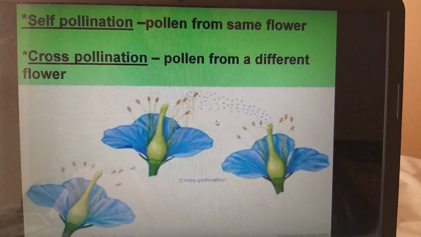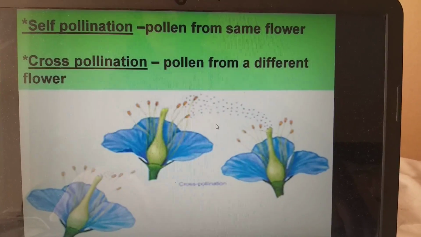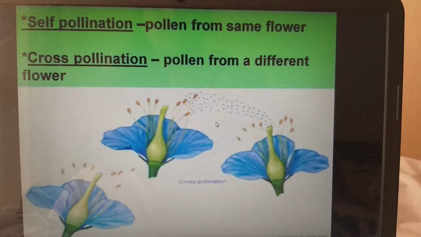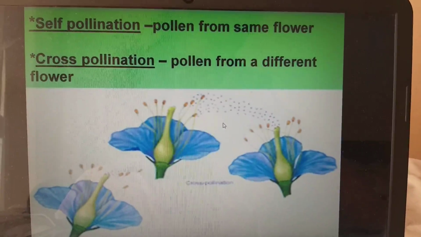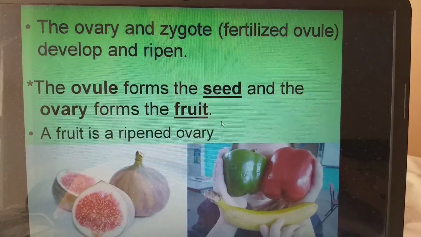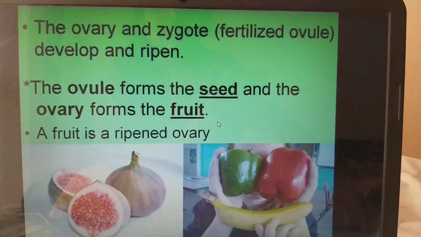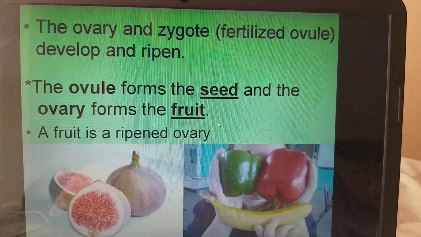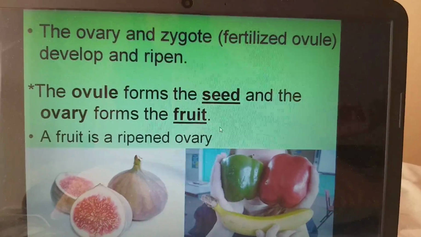And next, self-pollination. Pollen from the same flower is called self-pollination. Cross-pollination is pollen from a different flower. Cross-pollination can happen in unisexual or bisexual flowers. The ovary and zygote, which is nothing but the fertilized ovule, develop and ripen. Now the ovule forms the seeds and the ovary forms the fruit. So fruit is nothing but a ripened ovary. Technically, we call the fruit a ripened ovary.